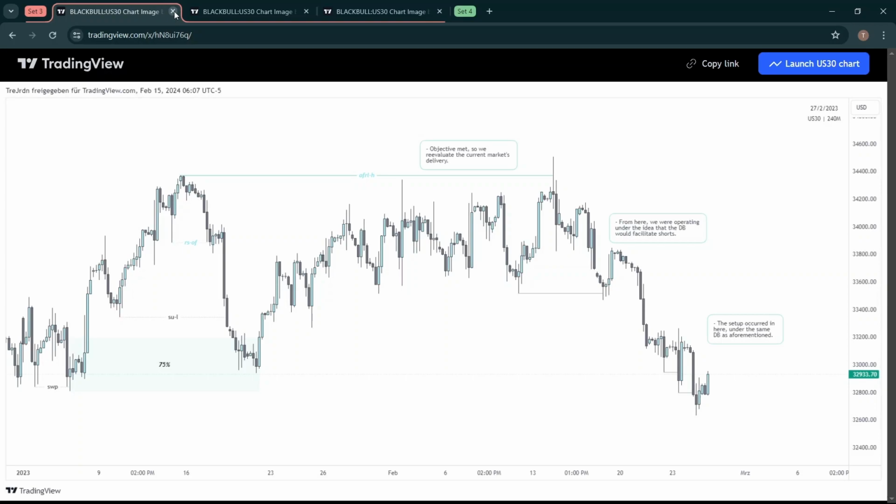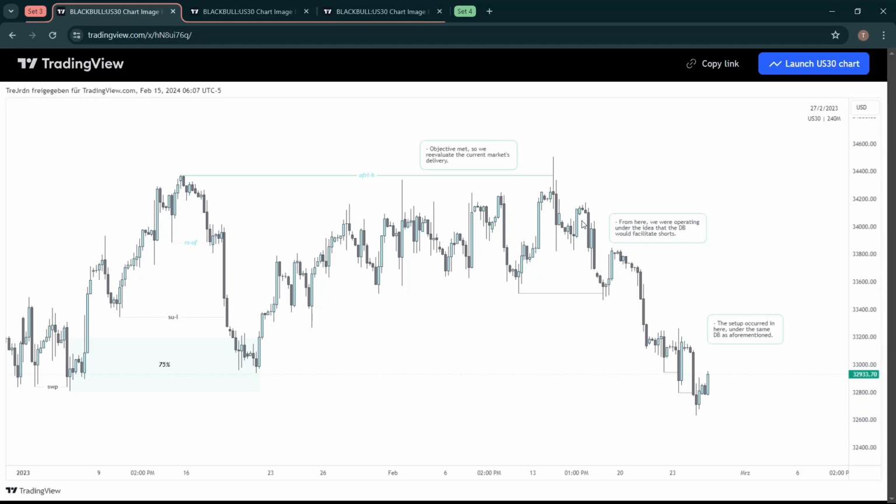So this is where it gets a bit interesting, because we get fulfillment from the last order flow range. We get fulfillment where the directional bias, framing the idea that longs were the case, was more or less valid. So based on the understanding, based on the walkthrough, we know that longs were most likely the case, or the intention, I should say. So the objective was met. So we evaluate the current market's delivery to aid in determining directional bias or framing of the following traded day, right? So from here, we're operating under the idea that the directional bias will facilitate shorts.